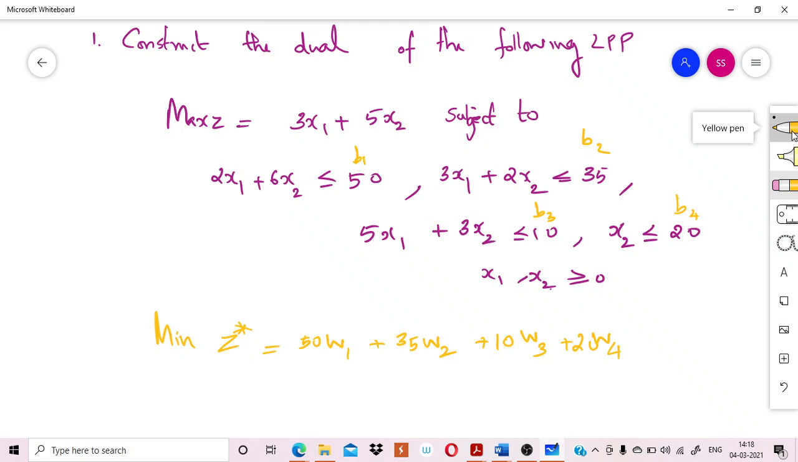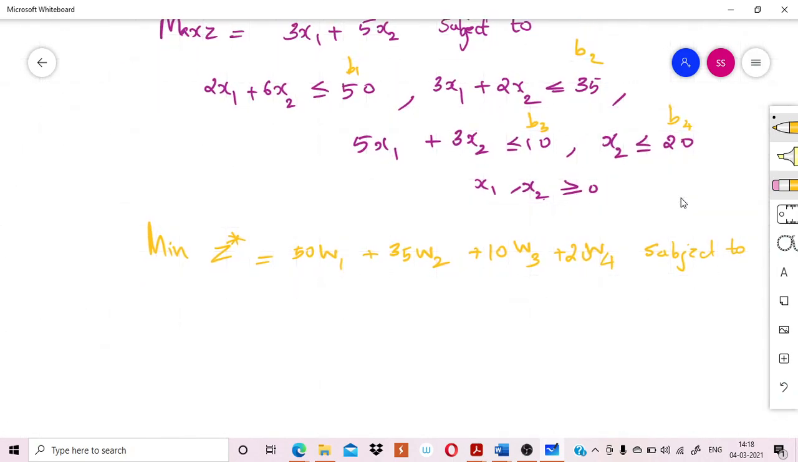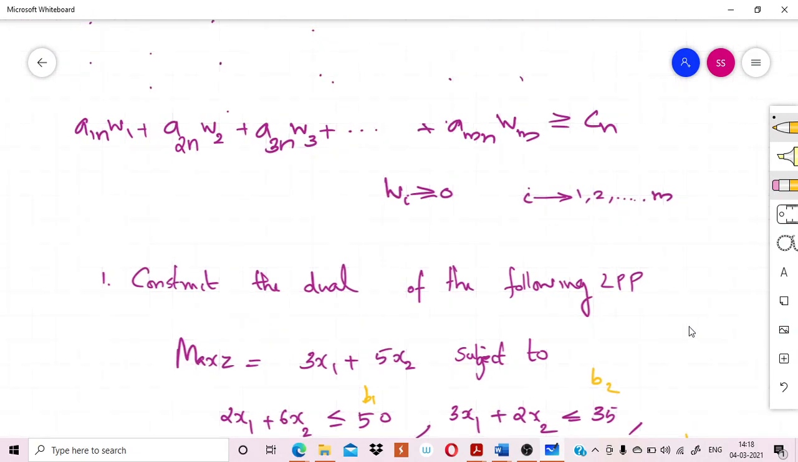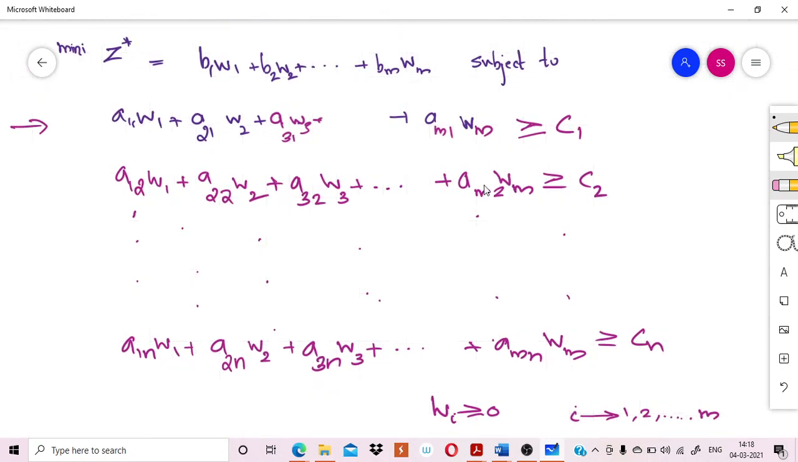And this is subject to the constraints. So the constraints look like, in dual, we have the constraints with your c1, c2, etc., the cost coefficients, right? So subject to the constraints and the decision variables, we have the less than or equal to, or less than or equal to becomes, yes, if you observe this, all less than or equal to became greater than or equal to, right?